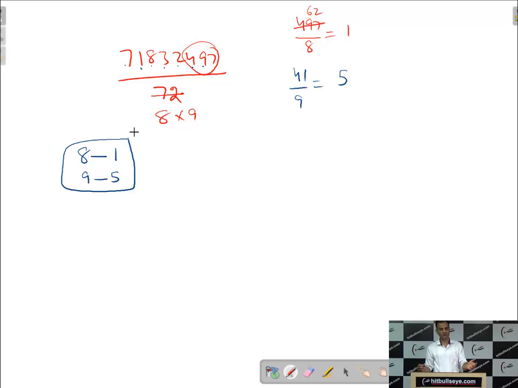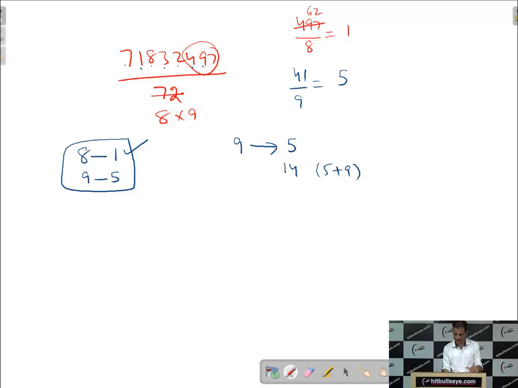But again here the choices are not given, so we have to find the remainder. So what we can do, we can write 9, dividing by 9, we are getting remainder as 5. Now if I add 9 to this number, 5 plus 9 is 14. So this number is giving remainder 5 when divided by 9, and we have to check remainder of 1 when divided by 8. 14 divided by 8, remainder is 6. Not satisfying both the conditions.